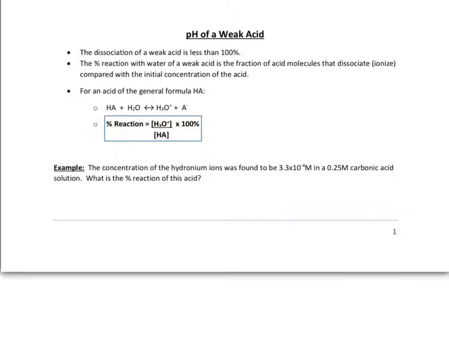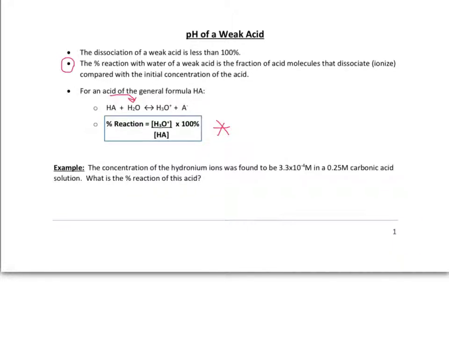For an acid of a general formula HA, where HA represents the acid, if we react this with water, we are going to have the hydronium ion and just A negative, meaning that HA is the acid, so it donates the proton to water to give us H3O positive and A negative. If we're looking for the percent reaction, and again, percent reaction is the fraction of the acid molecules, which is represented by H3O positive, over the initial concentration of the general acid HA times 100%. This is a formula that you are responsible for remembering.